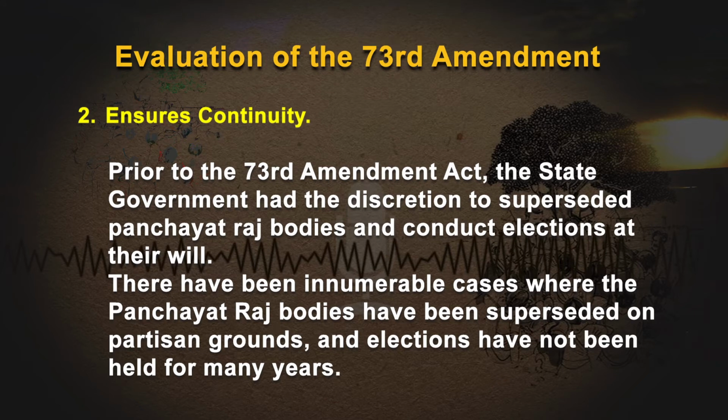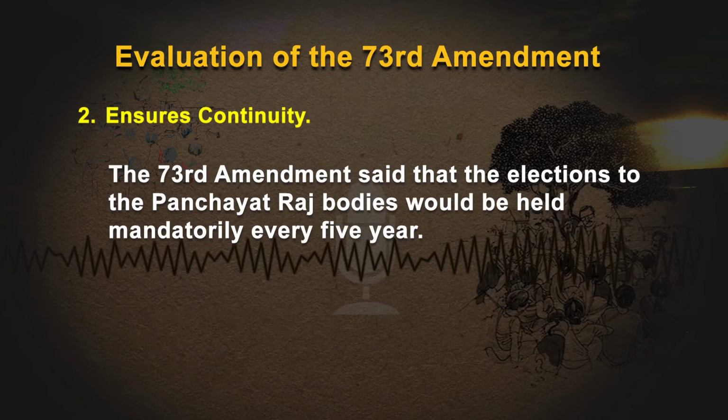2. Ensures continuity. Prior to the 73rd Amendment Act, the state government had the discretion to supersede Panchayati Raj bodies and conduct elections at their will. There have been innumerable cases where the Panchayati Raj bodies have been superseded on partisan grounds and elections have not been held for many years. The 73rd Amendment said that the elections to the Panchayati Raj bodies would be held mandatorily every 5 years. This is a commendable step.